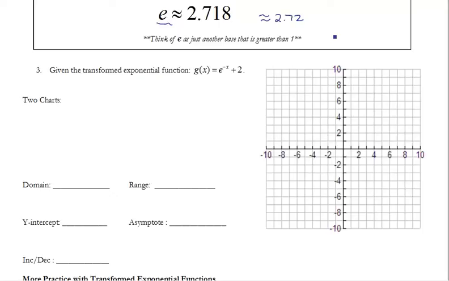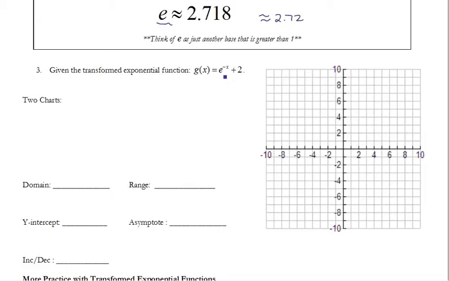So it's just a number, but it's such a special number that it's given a quote unquote variable, even though it's a number. It's not a variable because variables change. So remember, e is a number.